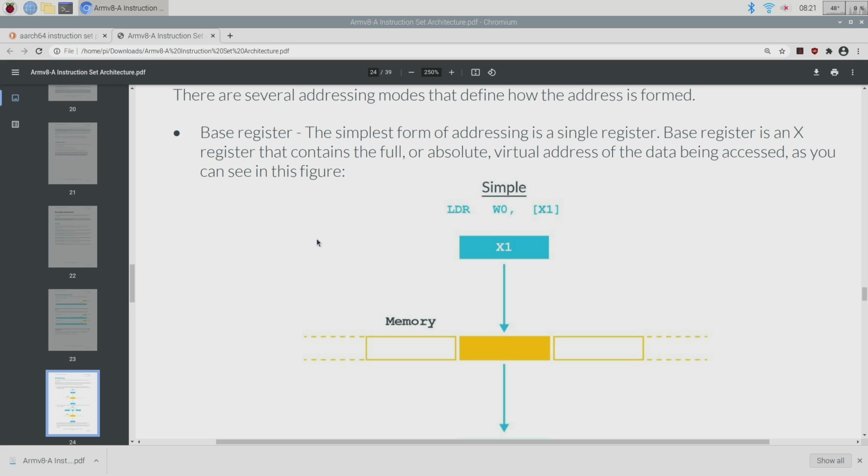Okay, so simple addressing would be something like this, right? So this is simple indirect addressing. Load W0 with the contents of the memory cells whose address is sitting in X1. Okay, so that's one layer of indirection. So I go out to X1 and say, hey, there's a number here. That's a memory address. I'm going to go to that, starting at that memory address and load in 32 bits worth of stuff and put whatever I find in W0.